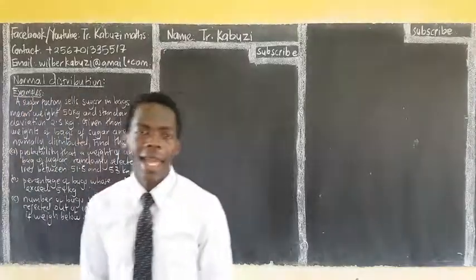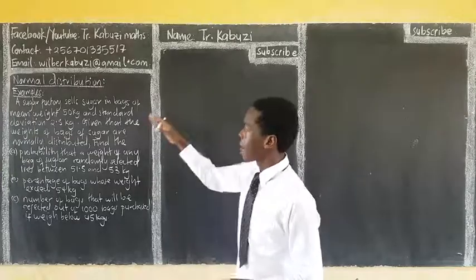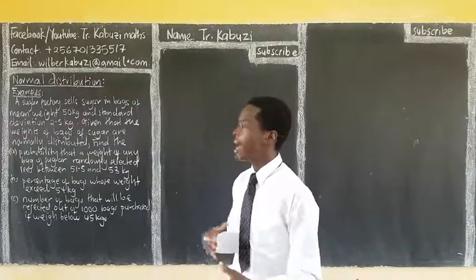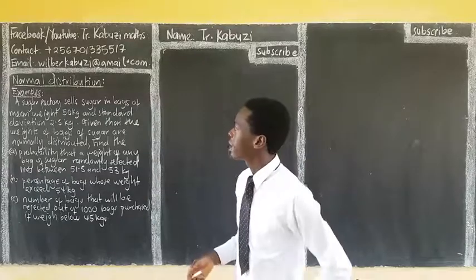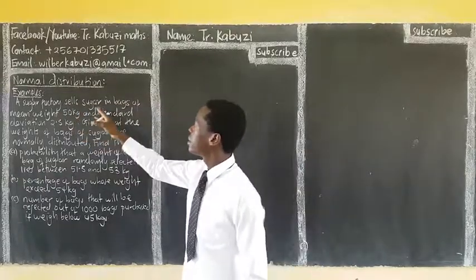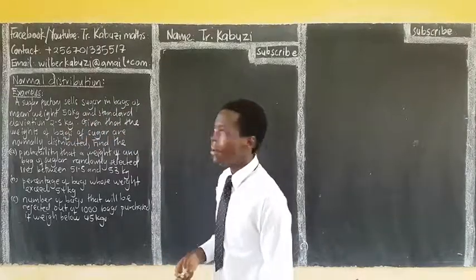Now let us see how the full question will look. This is how these questions will come. After all those lessons, we are now able to answer this question. It says, a sugar factory sells sugar in bags of mean weight repeated. Let us summarize the question.